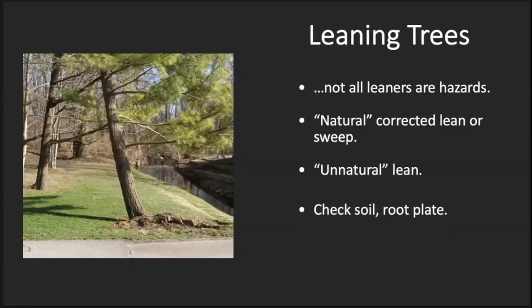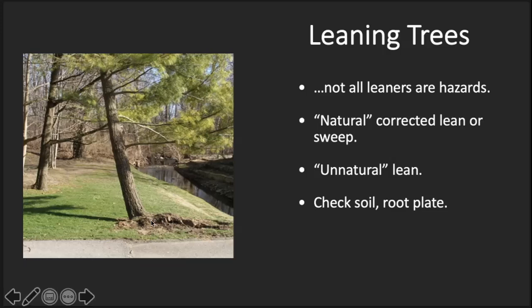Now, leaning trees, again, it's not very scientific, but they fall into two categories. They're either natural or unnatural. And usually it's a matter of looking to see if they've corrected their lean with a sweep of some kind. Unnatural leans, you'll typically see a dislodged root system, usually on the windward side of the tree. So if the wind's coming from this side, you won't see anything, maybe a depression on the leeward side, but on the windward side, you'd see some lifted roots or heaving root plate.